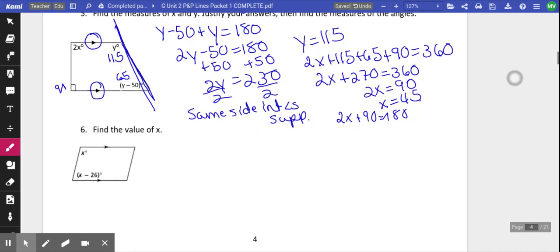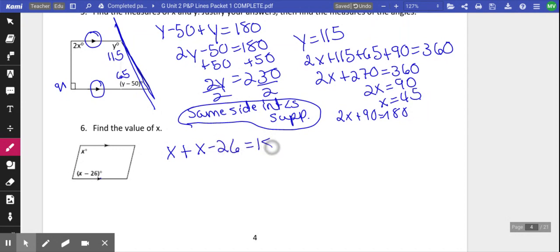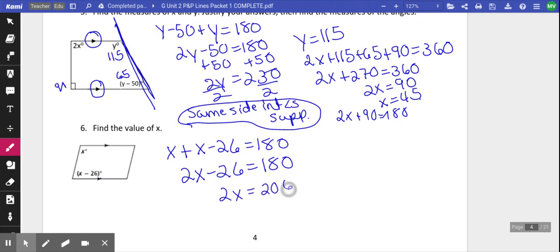So now on number 6, again, I want to find the value of x. These lines are parallel. So again, I'm going to use same side interior angles or supplementary. So x plus x minus 26 equals 180. So 2x minus 26 equals 180. 2x equals 206, divided by 2, and x equals 103.